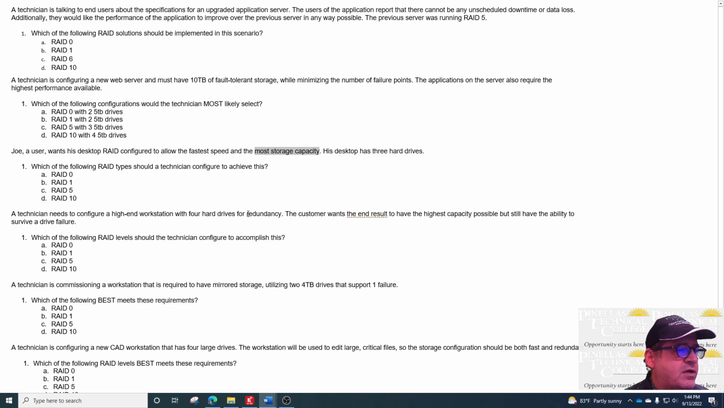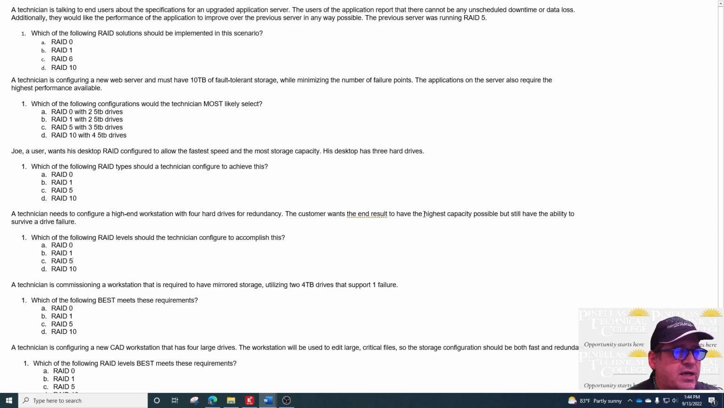All right, so they want redundancy. So that cuts out RAID 0. No redundancy. The highest capacity possible, but still be able to survive a drive failure. Well, that's a moot point, because anything with redundancy is going to survive a drive failure. One drive failure. So the fact that we have redundancy on all 3 of these are going to meet the one drive failing.